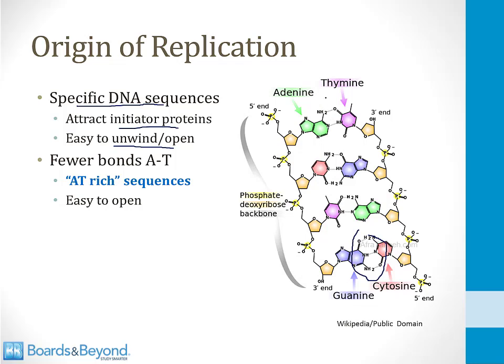There are only two bonds, however, between adenine and thymine. This means it's easier to unwind DNA in places where there's lots of adenine and thymine, and indeed, that's where many origins of replication occur. These are called AT-rich sequences. They're easy to open because there are fewer bonds between adenine and thymine.